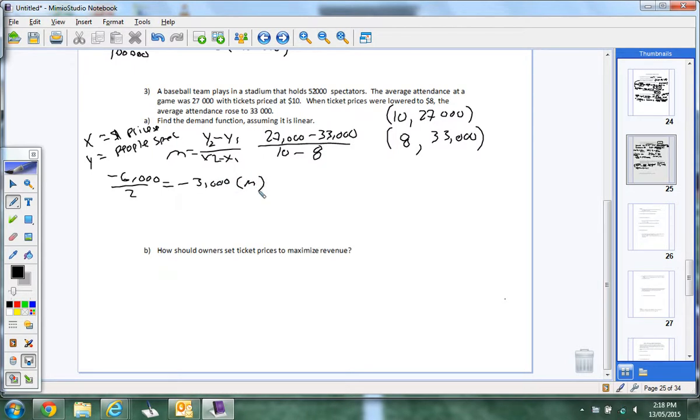So essentially what that means is for every dollar I raise the price, I lose 3,000 people, which makes total sense, right? If you raise the prices, you're going to lose people. Okay? So this is where we're at. Like Rachel was saying, we want the mx plus b. We're just missing the what now? The b. So we want to figure out what the start was for this equation.